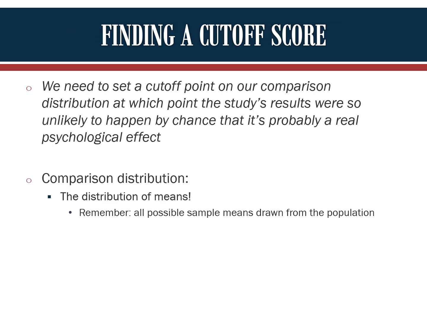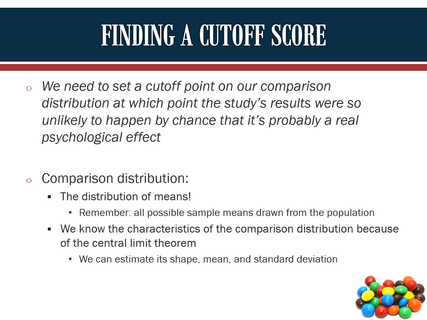All right, so we talked about, right, we need to find a cutoff point on our comparison distribution, at which point the study's results were so unlikely to happen by chance that it's actually probably a real psychological effect. We talked about how the comparison distribution is the distribution of means, which again is all possible sample means drawn from the population. And importantly, we know the characteristics of the comparison distribution because of the central limit theorem. So thanks to the central limit theorem, we don't have to manually create a comparison distribution. Instead, we can theoretically construct it. In particular, we can estimate its shape, its mean, and its standard deviation.